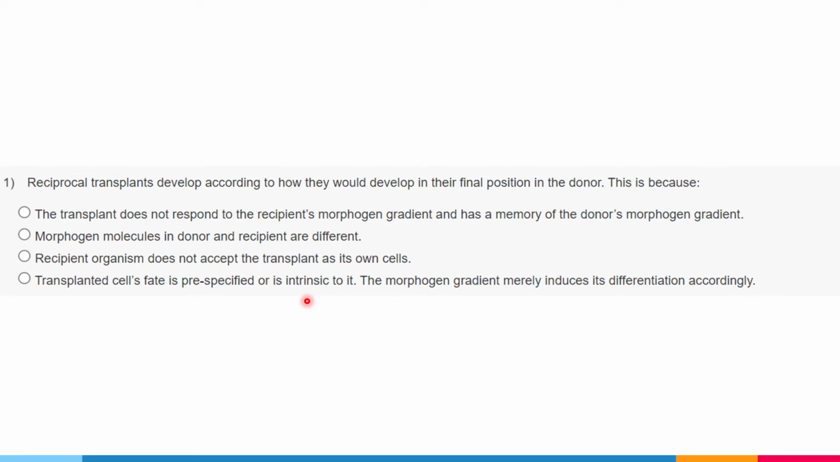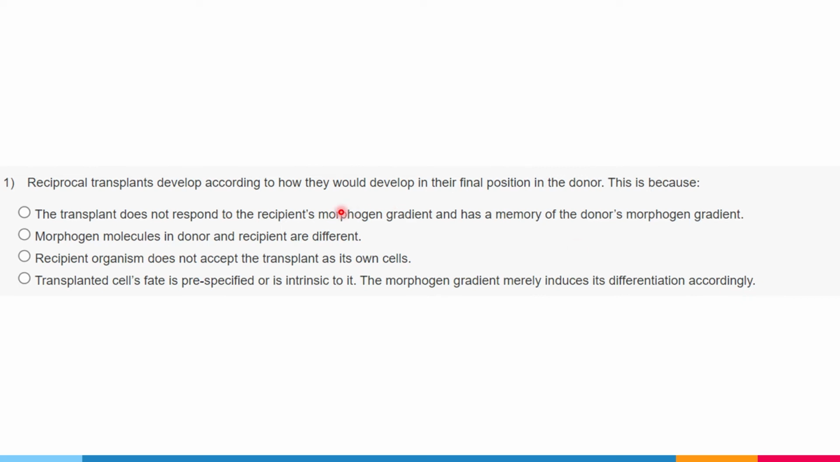So if anyone does not have anything on this, we will move on. The next question is: reciprocal transplantations develop according to how they would develop in their final position in the donor. Is this because the transplant does not respond to the recipient's morphogen gradient and has a memory of the donor's morphogen gradient? Morphogen molecules in donor and recipient are different. The recipient organism does not accept the transplant as its own cells. Or the transplanted cell's fate is pre-specified or intrinsic to it, and the morphogen gradient merely induces its differentiation accordingly.